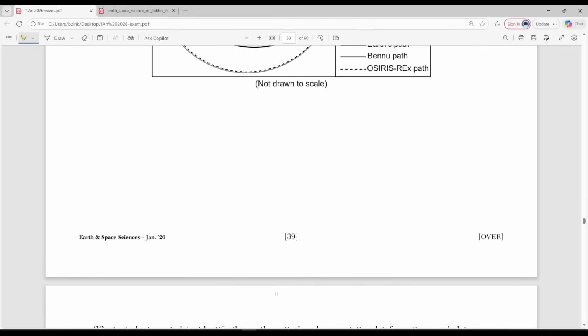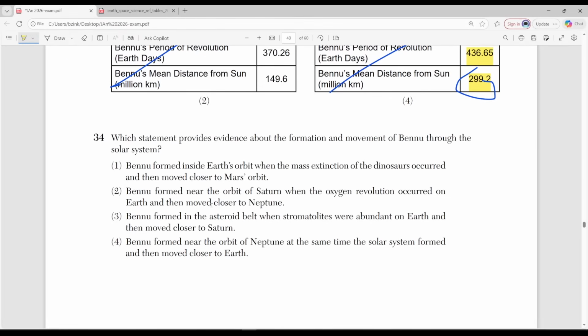4,500. That means it started by Neptune. So let's look. Bennu formed near the orbit of Saturn and then moved closer to Neptune. No, it's coming towards us. Bennu formed inside the Earth's orbit. No, that's closer to the sun. Bennu formed in the asteroid belt. No, because that's between Mars and Jupiter, so that can't be right. Bennu formed near the orbit of Neptune and then moved close to the Earth.